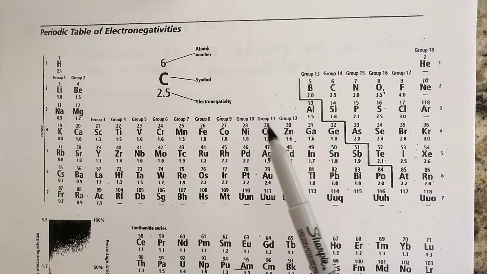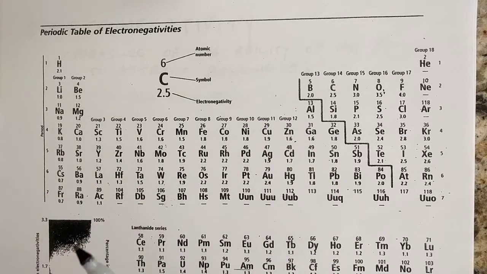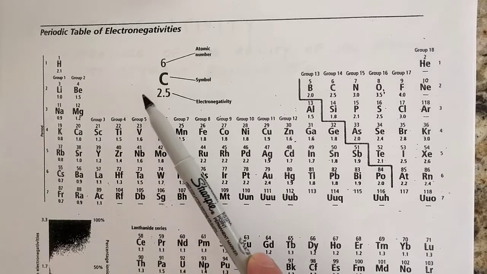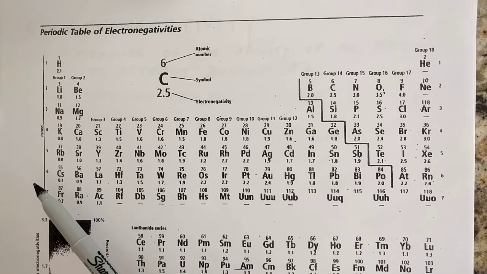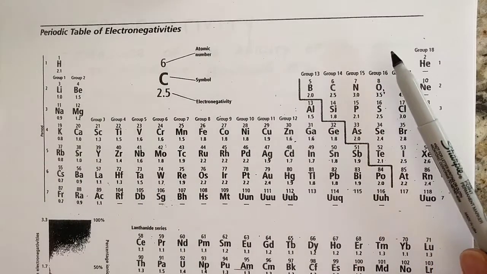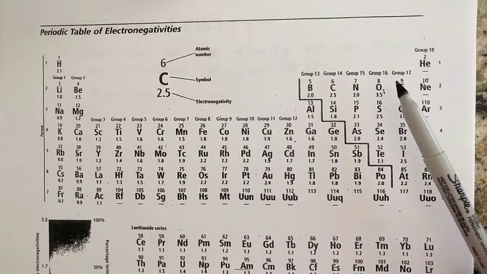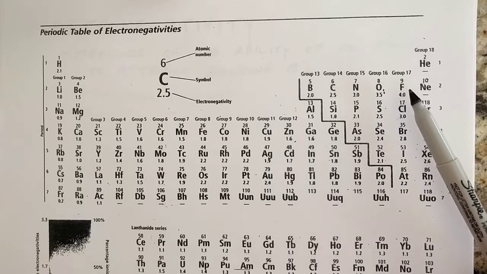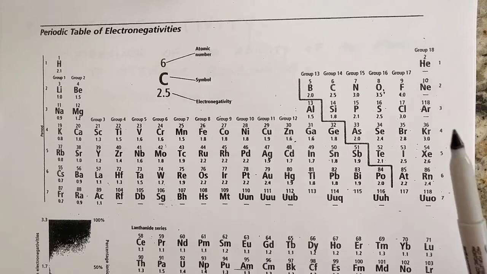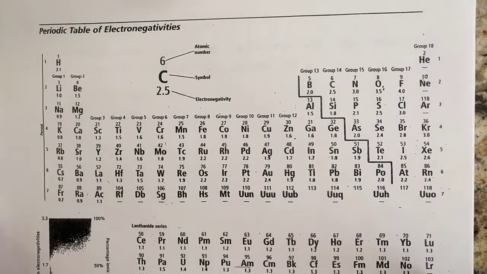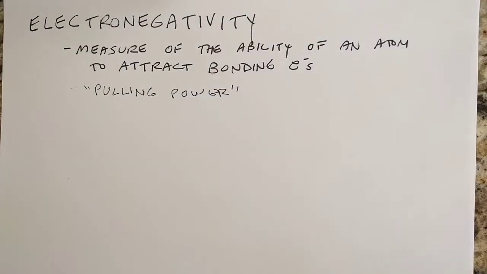And in general, we can see that the least electronegative elements are down here with values of 0.7, 0.9. So our metals have relatively low electronegativity values, and our non-metals have relatively high electronegativity values. And basically, the closer the element is to fluorine, the more electronegative the element is in general. Okay, so let's write that down because that is important.